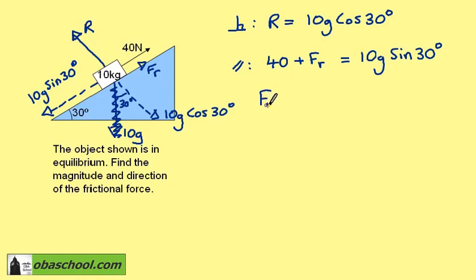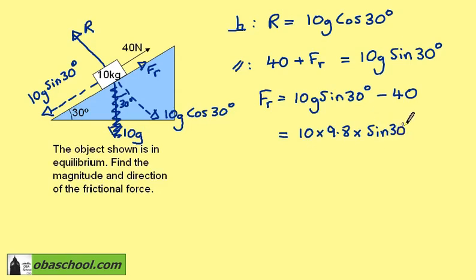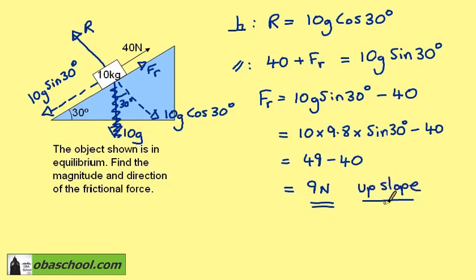We want to find the frictional force, so we can rearrange to give us friction is 10g sin 30, take away 40, so this is 10 times 9.8 times the sine of 30, which is a half, take away 40, and this calculates to 49 take away 40, or 9 newtons. Since the answer came out as positive, it must be in the direction drawn in the diagram, which is up the slope.